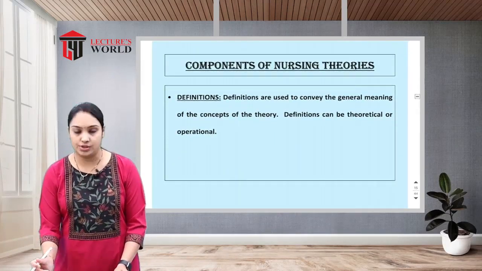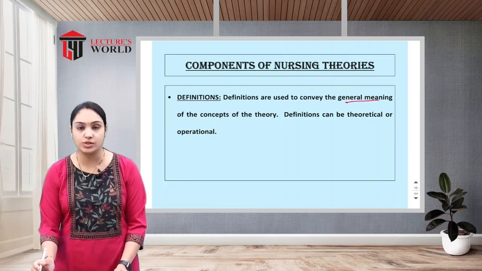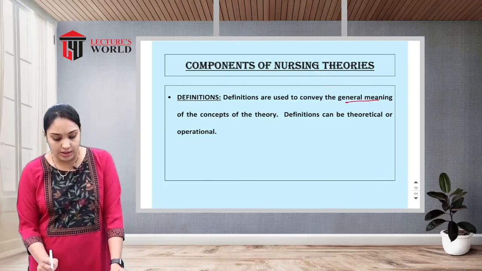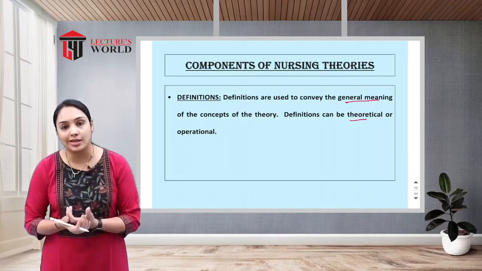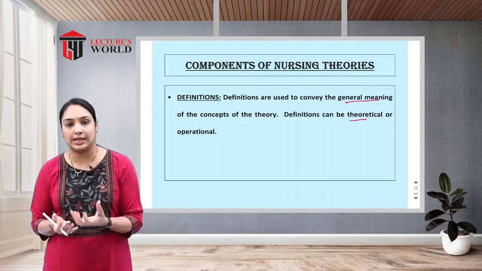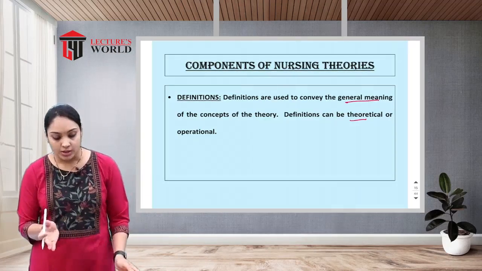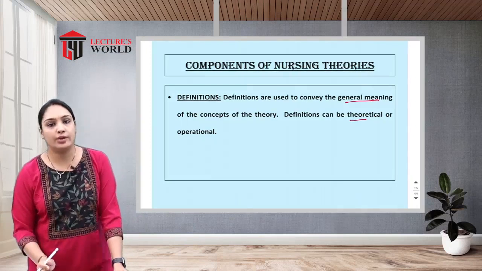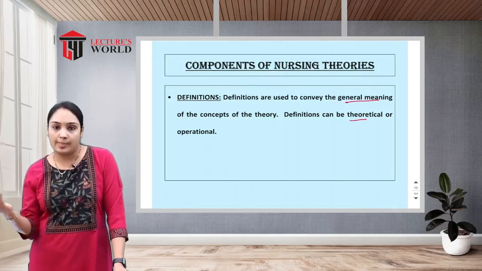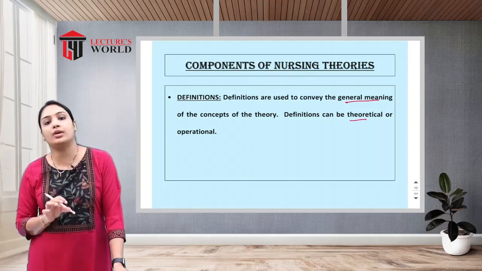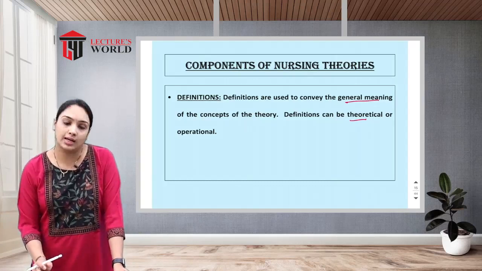Next one is the definitions. Definitions are used to convey the general meaning of the concepts of theory. Definitions can be theoretical or operational. Definitions mean we describe the meaning of a term, any word, any phrase. So as a component of nursing theory, whatever concepts we have identified for the development of theories, we describe those concepts in statement form, and that is known as the definitions.